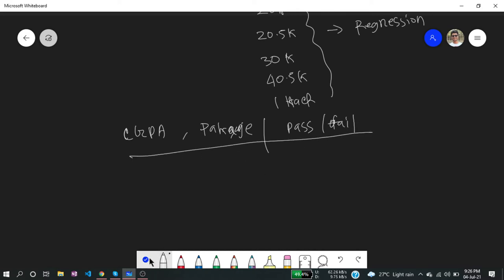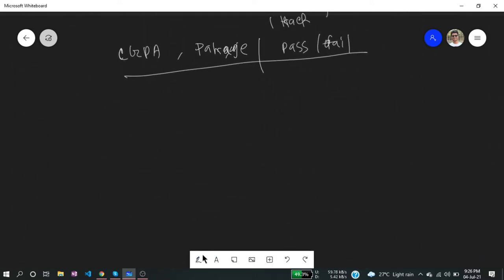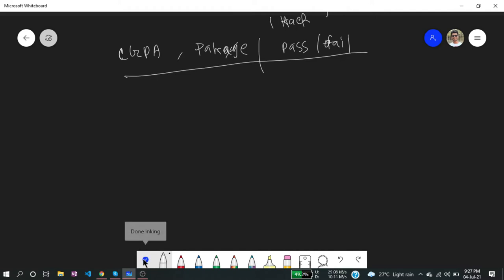So then what would be my target column? Would it be continuous or discrete? What do you think? It will be discrete. Discrete means it would be a category, right? Because pass or fail means yes or no, right? Okay, suppose this is my CGPA, suppose 3.50, and my package is suppose 50k, okay?